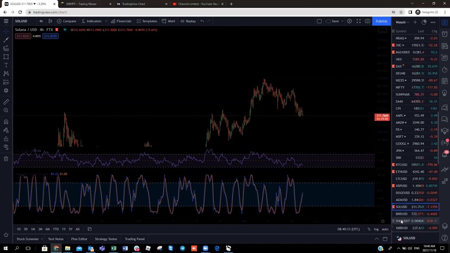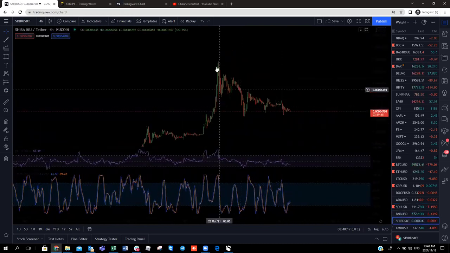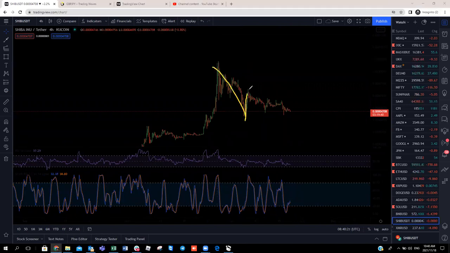And Shiba. Shiba is consolidating around current levels. So it's 3 down. Looks like we're going to get something like this. Shiba. 1 more down and then upside. So this is to complete that. We should get an impulse from there and continue to the downside before we see upside.